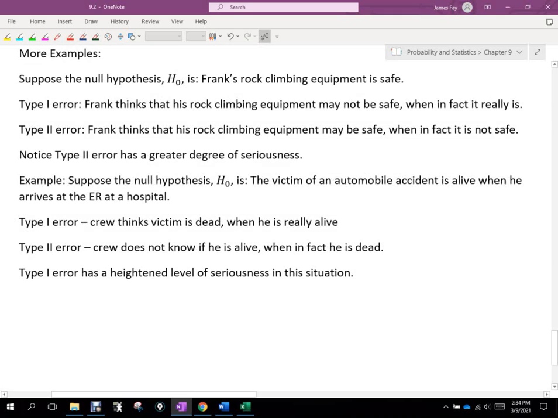Type 2 error, the crew does not know whether he's alive. If they don't know whether he's alive or dead, what are they going to do? They're going to treat him. And if he was in fact dead, and they're treating him, is anybody hurt there? No. Maybe they waste some supplies, some time, whatever. But the seriousness of type 1 and type 2 error, my hope is that we see there is a difference, and from situation to situation, that seriousness might be more dramatic than others. Does that make sense?